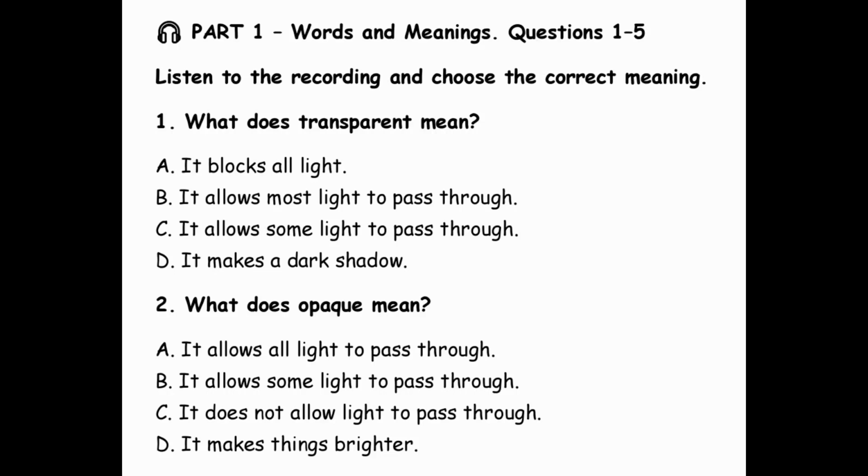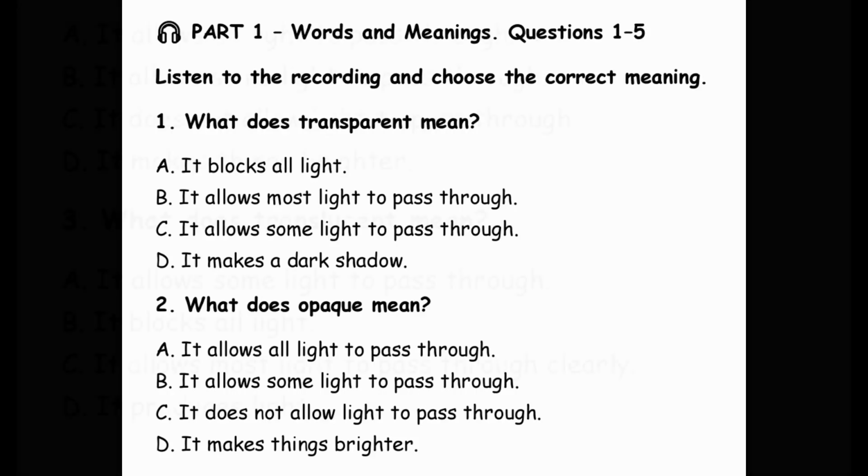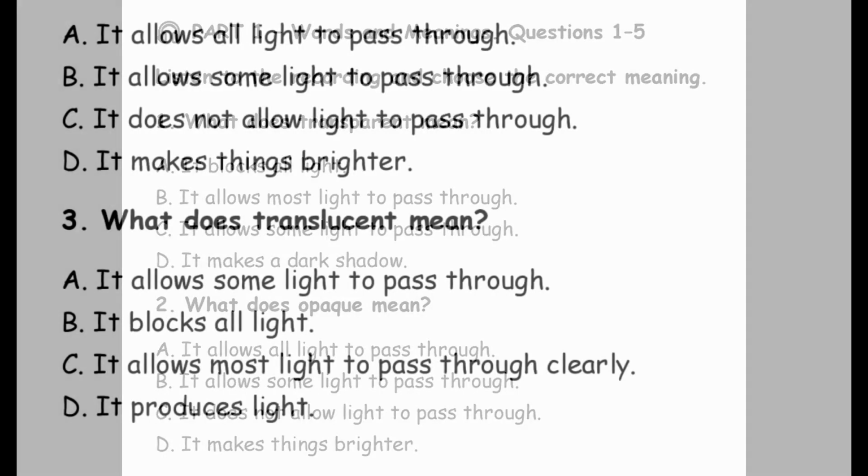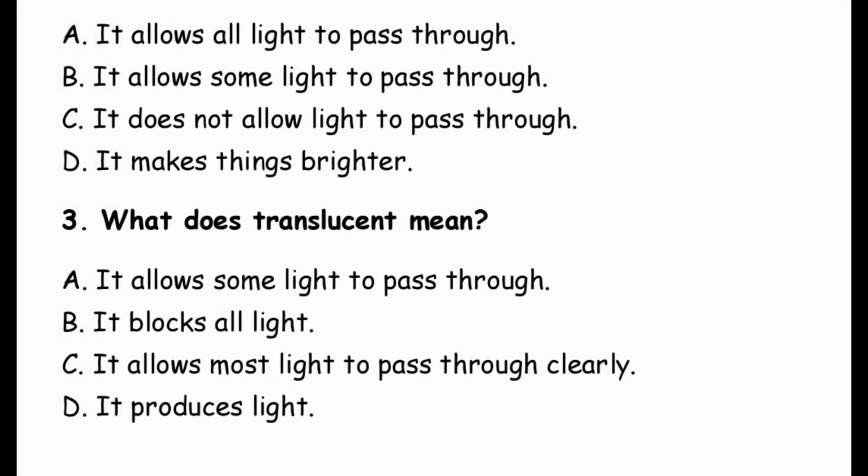First, transparent materials allow most light to pass through. We can see clearly through transparent materials. Clear glass is a good example. Second, opaque materials do not allow light to pass through. A wooden door is an example of an opaque material. Third, translucent materials allow some light to pass through, but we cannot see clearly through them. Frosted glass is an example.